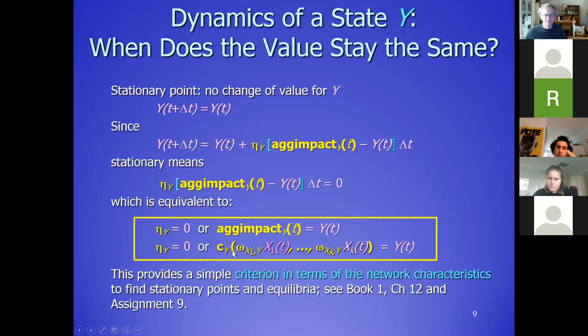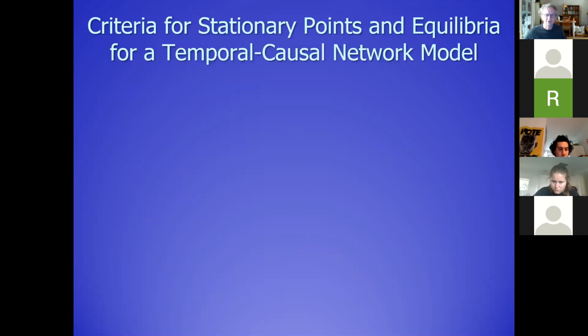So then we have this criterion. This is the criterion of a stationary point. And that criterion can be checked. You can just calculate this aggregated impact for a given simulation using the values at a certain time, and then compare it to the value of this y at the same time point. So that's one of the methods that I will discuss today.